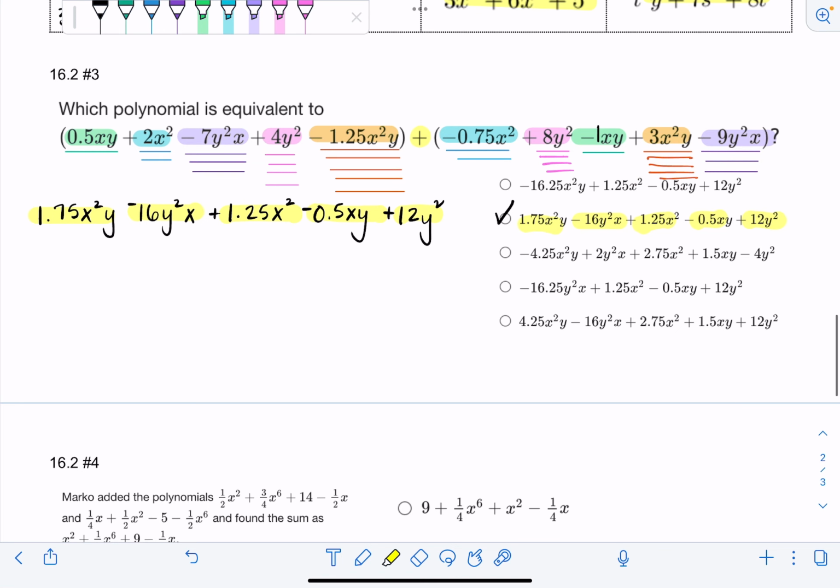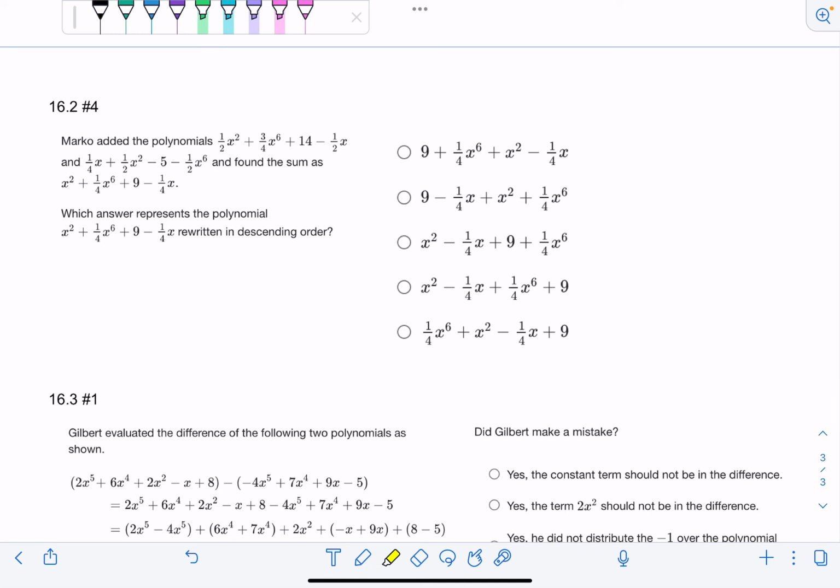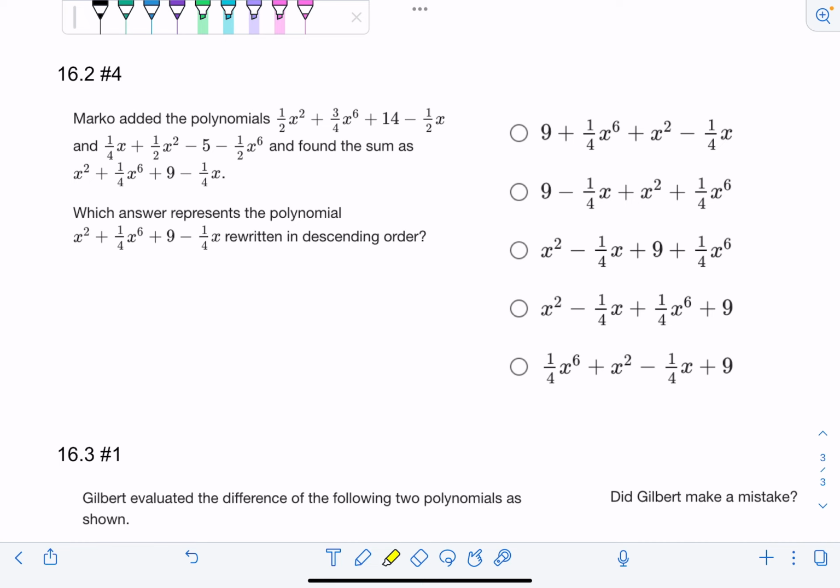Okay, so 16.2 number 4. So Marco added the polynomials. He added the polynomials 1/2 x squared plus 3/4 x to the 6 plus 14 minus 1/2 x, and 1/4 x plus 1/2 x squared minus 5 minus 1/2 x to the 6, and he found the sum as x squared plus 1/4 x to the 6 plus 9 minus 1/4 x. Which answer represents the polynomial?